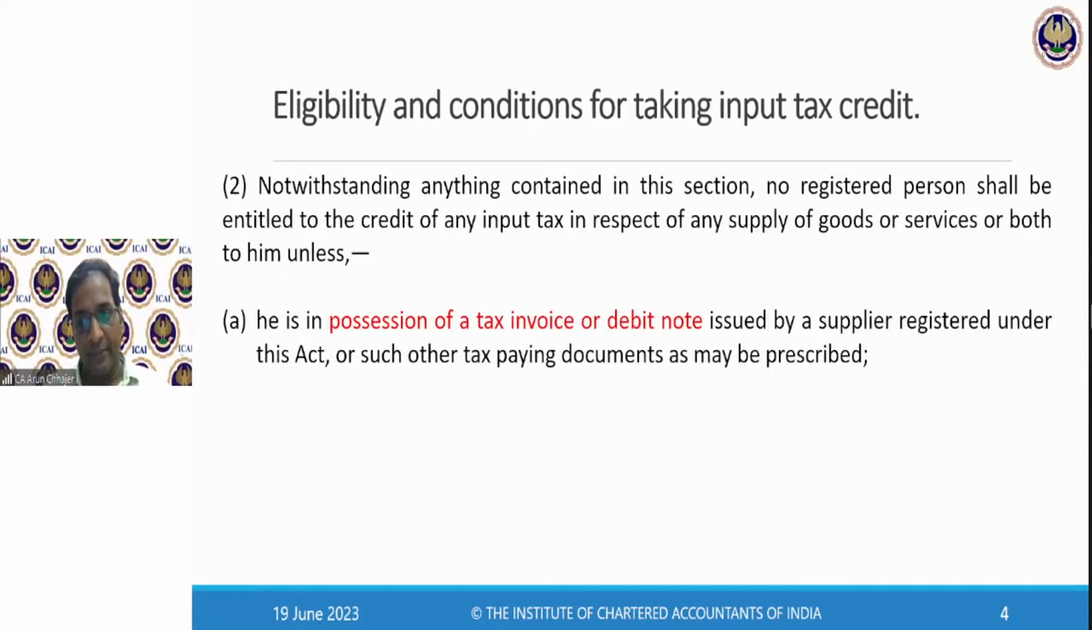What happens if the supplier does not supply after the due date? Who will bear the loss? See, the loss would always be on the purchaser, because the purchaser cannot take the ITC. You might say, sir, why does the purchaser have to bear the loss because of the fault of the supplier? Because the law is drafted in this manner only. The GST law is drafted in this manner only.